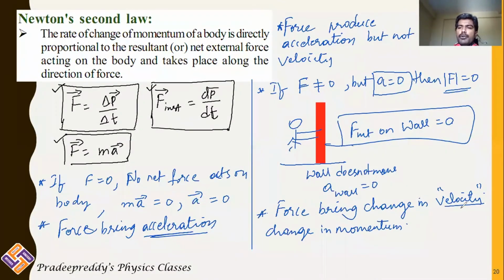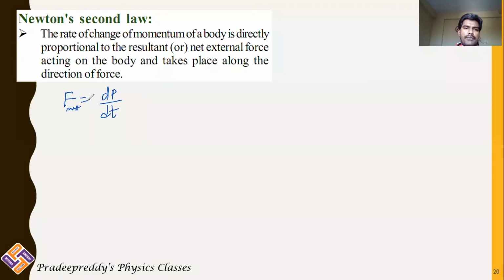For example, if a body is in the rest position, when you are applying force, it gains velocity. It gains velocity in the sense that it is producing acceleration. Final velocity becomes non-zero, initial velocity becomes 0. It produces acceleration. Remember that. So this is the physical significance of force from Newton's second law, F is equal to dp by dt.